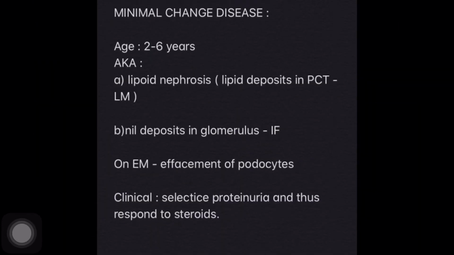Now, let's talk more about minimal change disease. So usually the most important characteristic is that you usually find this particular disease in the age group of 2 to 6 years old. This is also called lipoid nephrosis because on light microscopy you'll see lipid deposits in the PCT. And now the second name, that is nil deposit disease. So you see nil deposits in the glomerulus under immunofluorescence.